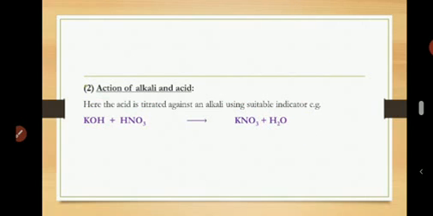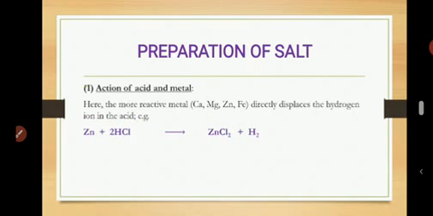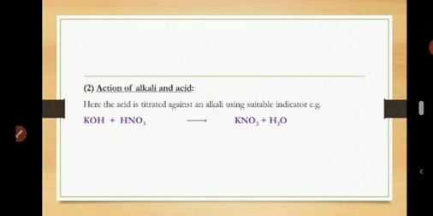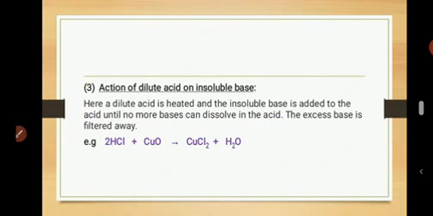Number one method is the action of acid on metal. Number two method is action of alkali on acid. Number three method of preparing a soluble salt is by reacting dilute acid with an insoluble base. Now, take note of that. Most bases are insoluble. I told you before that most of those bases are insoluble. Those that can dissolve among them, we call them alkali.